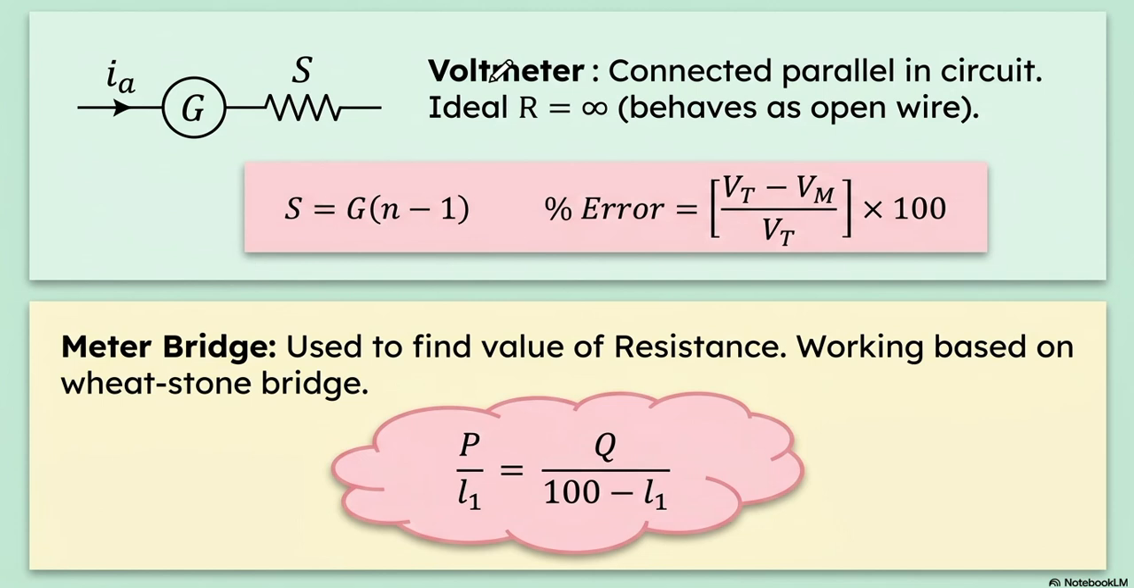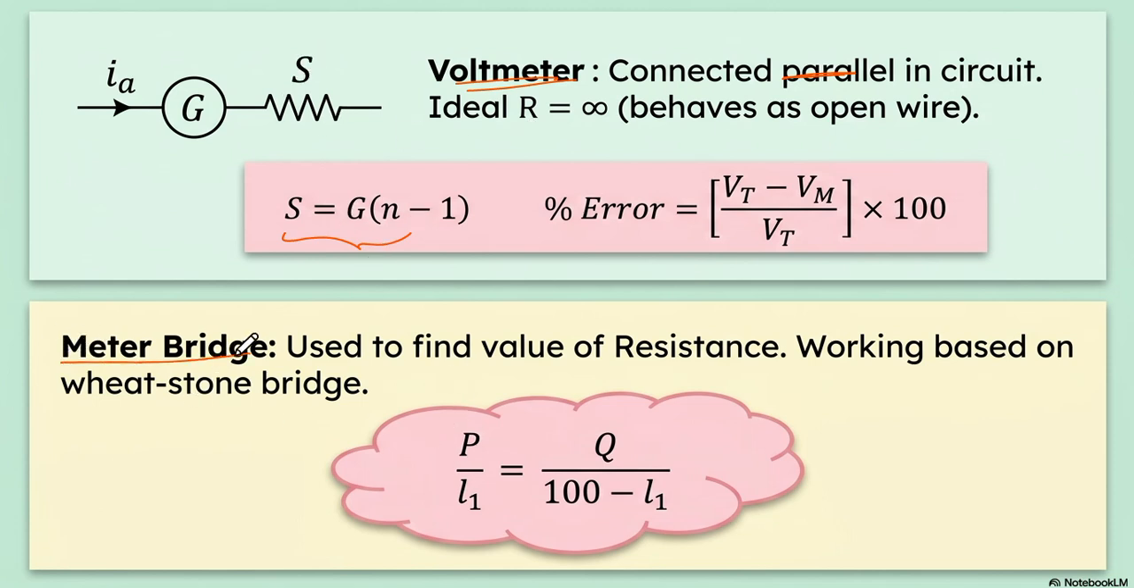And the last part is how to convert a galvanometer into a voltmeter. So by connecting a large resistance in series, not parallel, a large resistance in series, we convert the galvanometer into a voltmeter. And this is the formula to find out that S value.